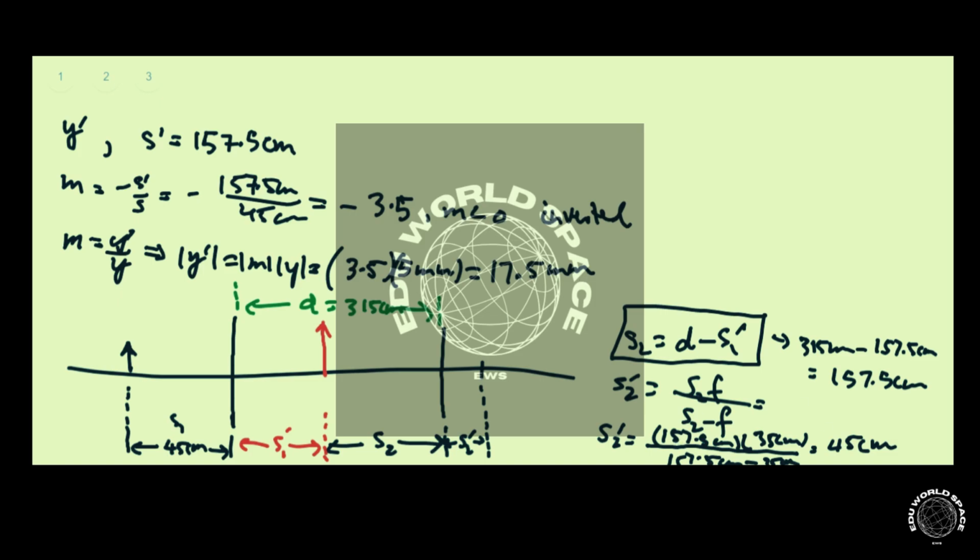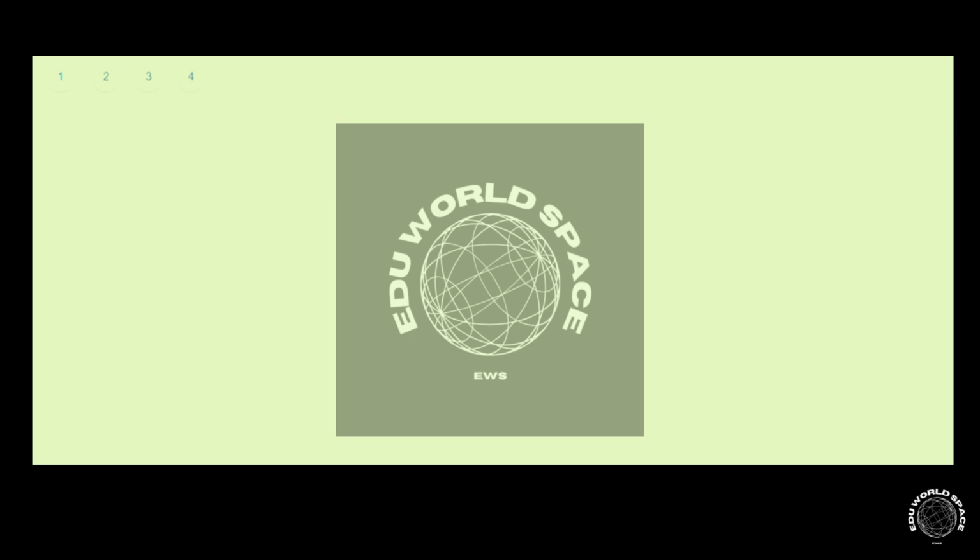Okay, and we need to determine the height of the object now. We're running out of space, so let's do this on a new page. So first we use m is equal to minus S2 prime over S2. S2 prime is 45 centimeters and S2 is 157.5. That gives me negative 0.286. And now let me call this M2.